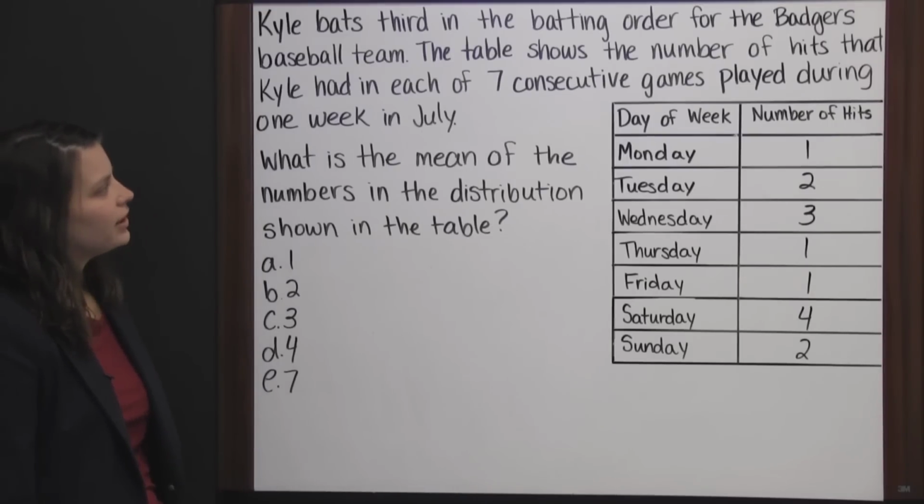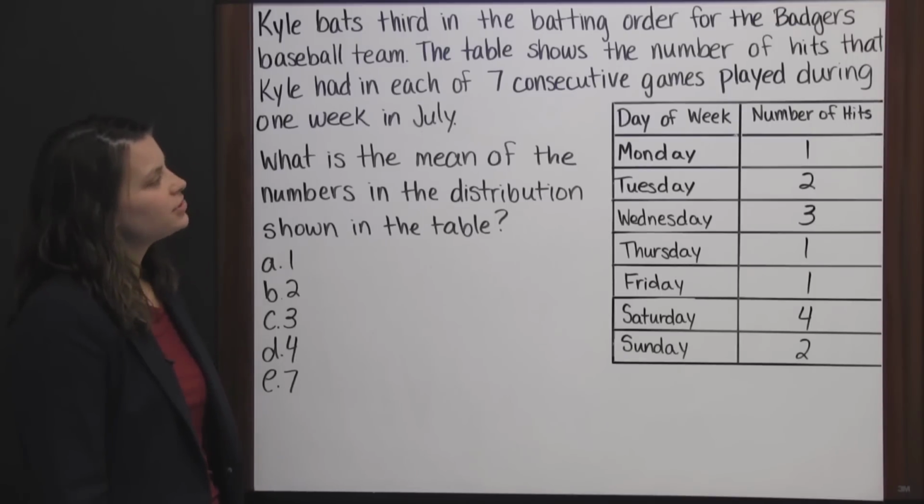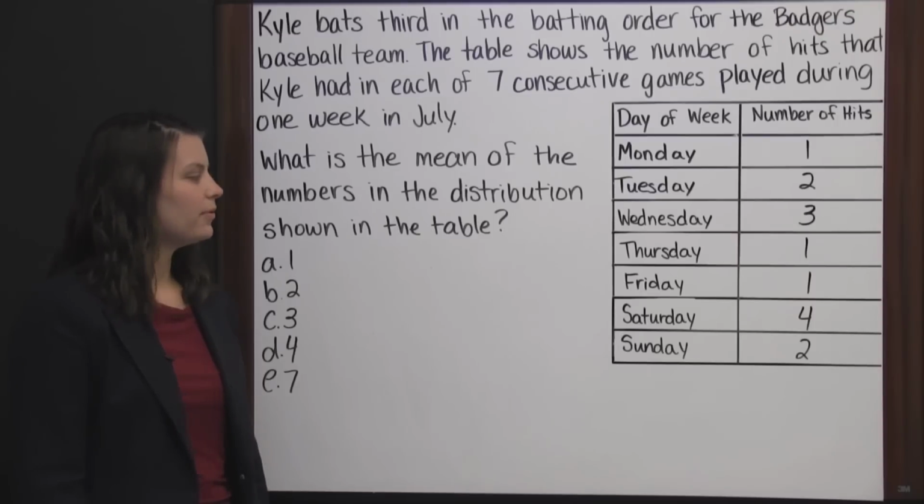Kyle bats third in the batting order for the Badgers baseball team. The table shows the number of hits that Kyle had in each of 7 consecutive games played during 1 week in July. What is the mean of the numbers in the distribution shown in the table?